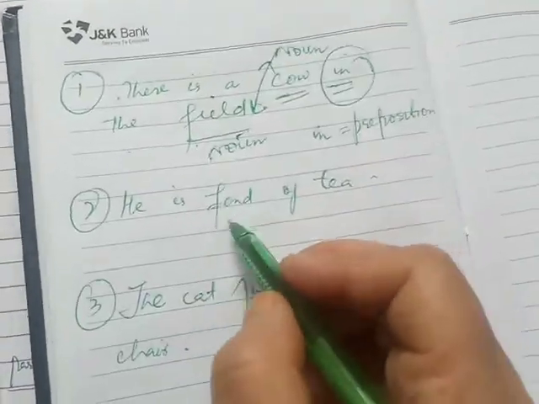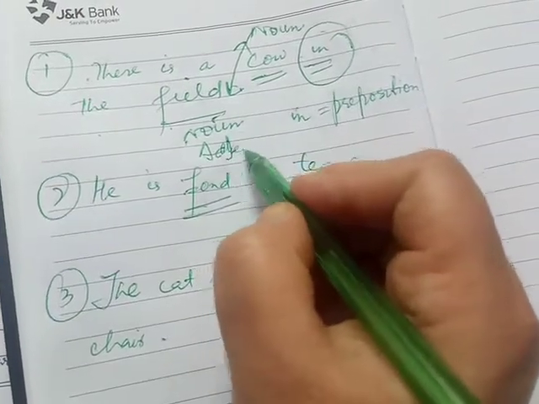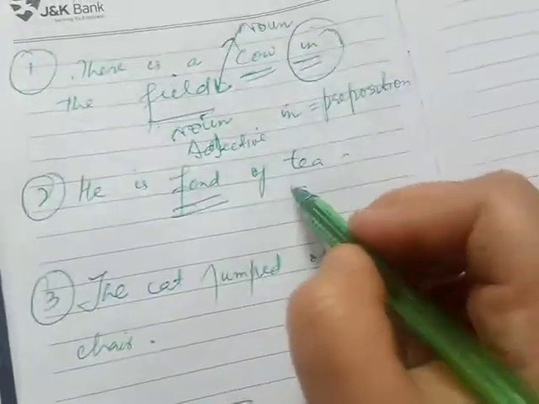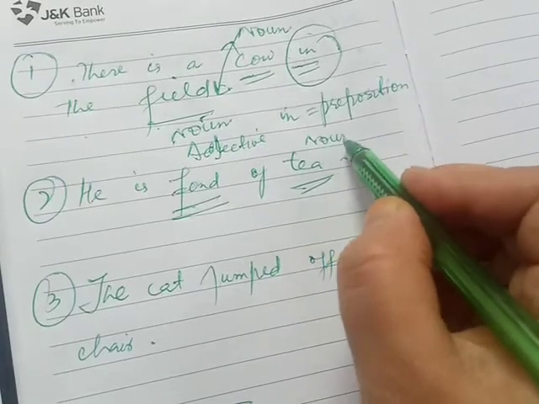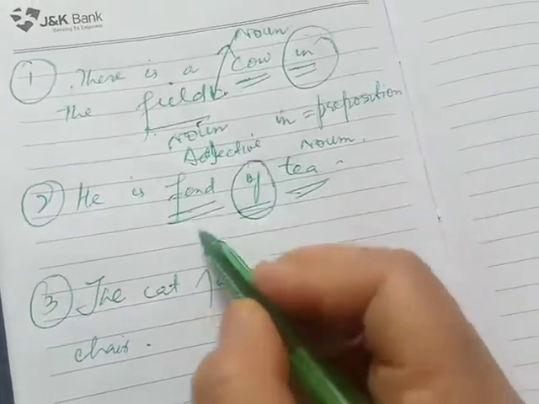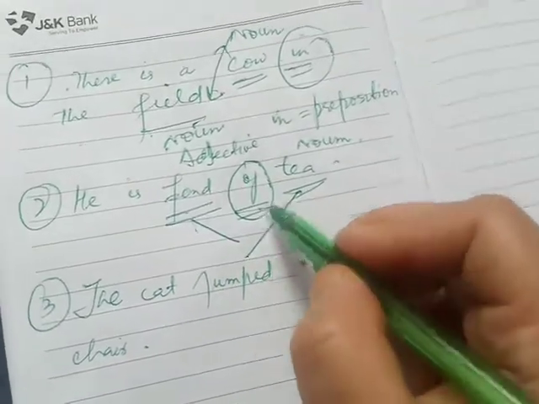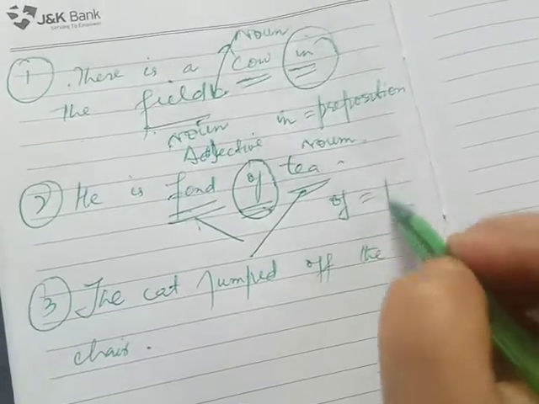Okay. Another example: he is fond of tea. Fond is an adjective, and tea is again a noun. Here, my dear students, the word "of" shows a relationship between this adjective and the noun. Therefore, we can say that "of" is a preposition.